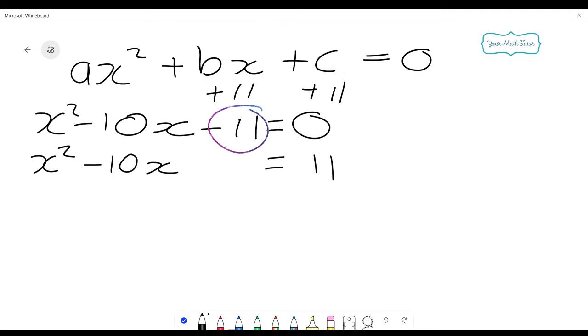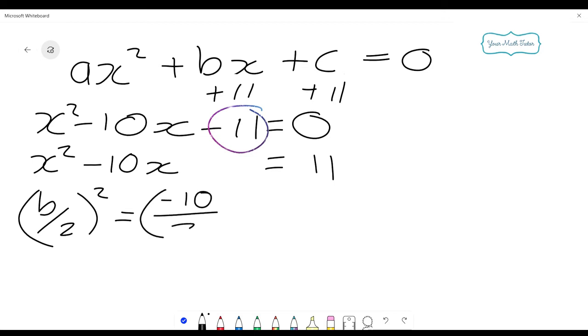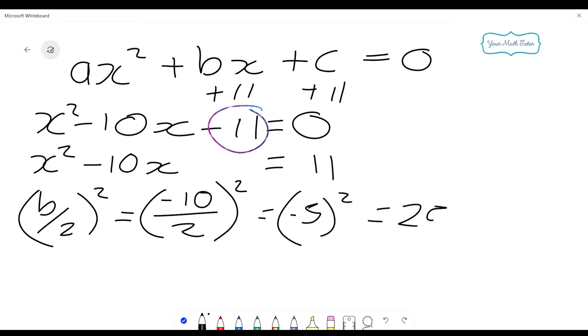And then the next thing that we are going to do, we're going to take the half of b and square it. So we're going to say b divided by 2 squared. You'll understand in a moment why we're doing that. So we're going to say, what is b? b is negative 10. So we're going to say negative 10 divided by 2 squared. That gives us negative 5 squared. So negative 5 squared is 25.